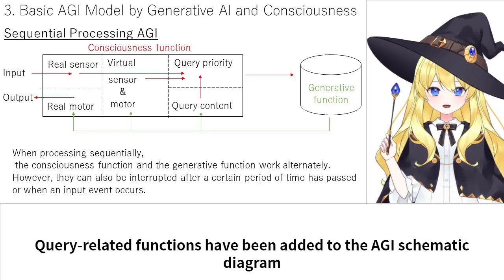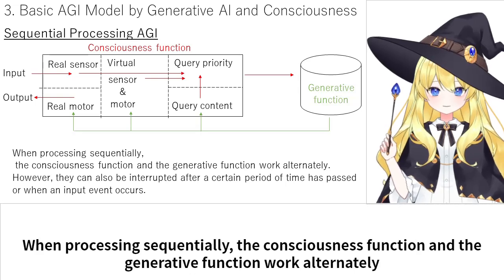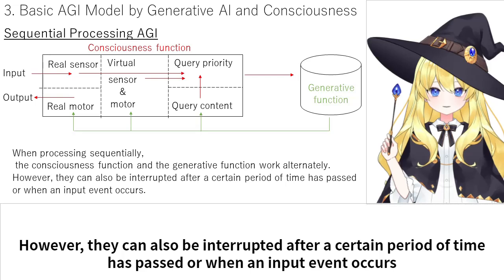Query-related functions have been added to the AGI schematic diagram. When processing sequentially, the consciousness function and the generative function work alternately. However, they can also be interrupted after a certain period of time has passed or when an input event occurs.